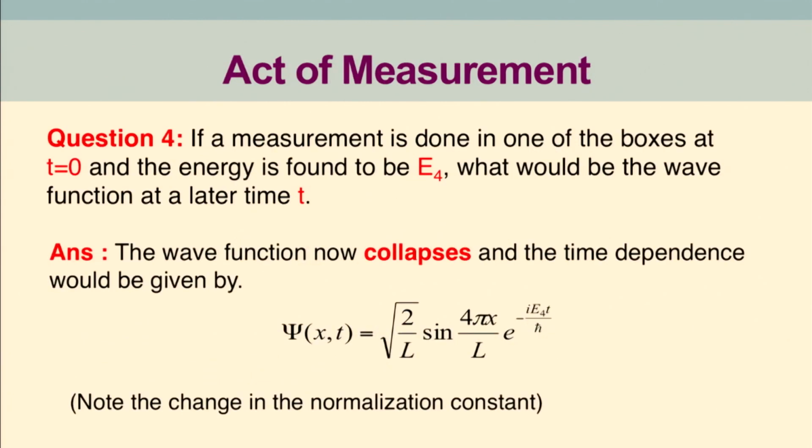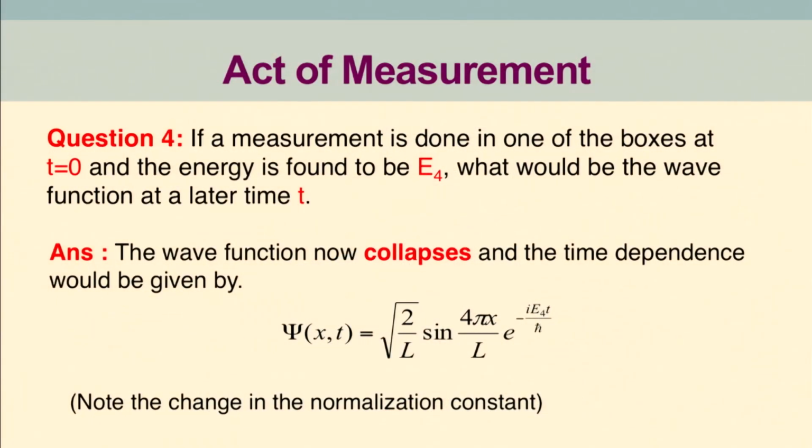Now this is a very important slide, act of measurement. When I have a mixed state at a given time t and I do a measurement on this, what happens? The question that I will pose is, if a measurement is done in one of the boxes at t equal to 0. Suppose I again have a large number of such same copies of boxes, and I do a measurement on one of these boxes at t equal to 0, and suppose the energy is found to be E4.